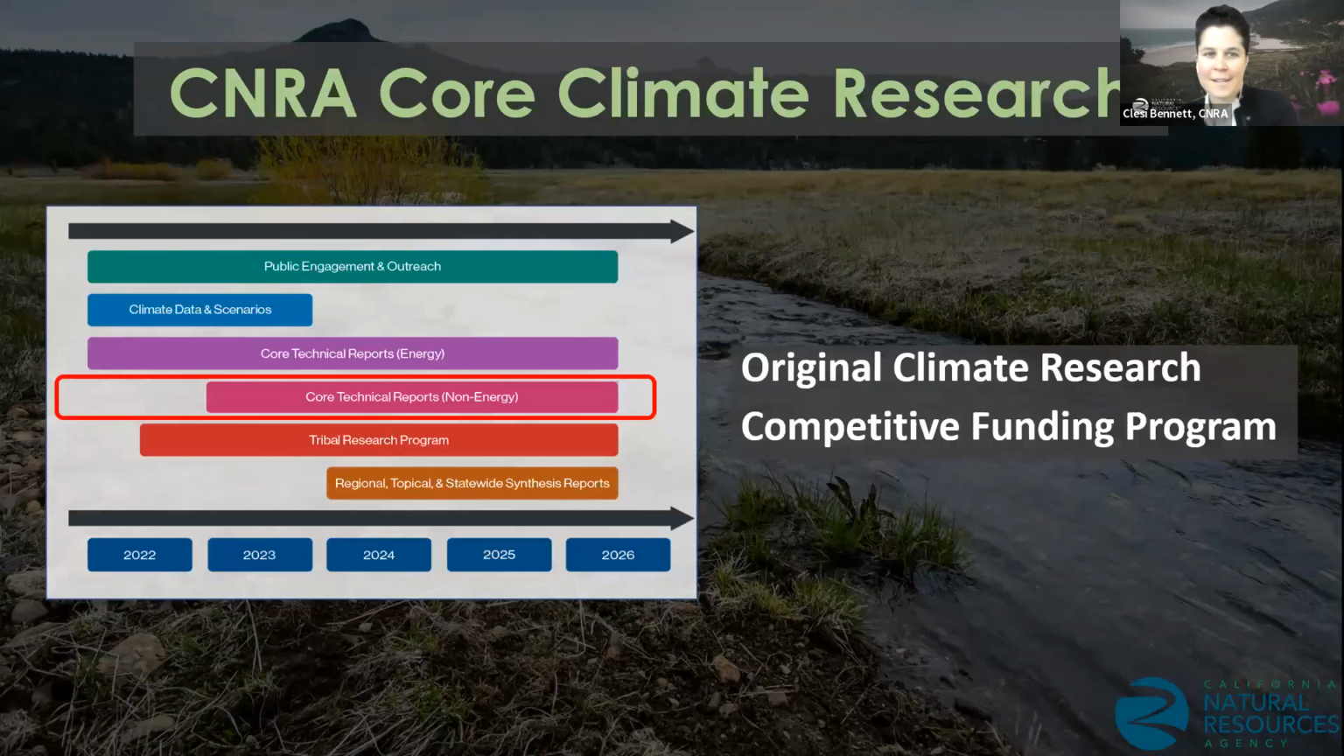Hi, thanks, Susan. My name is Clessie Bennett, and I'm an environmental scientist at the California Natural Resources Agency. And I'm here today to tell you a little bit about the agency's role in the fifth assessment through administering the original climate research program. And on the slide, this is represented by the pink bar with the red box around it.